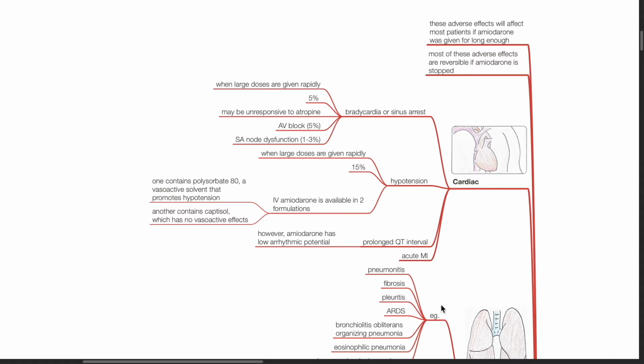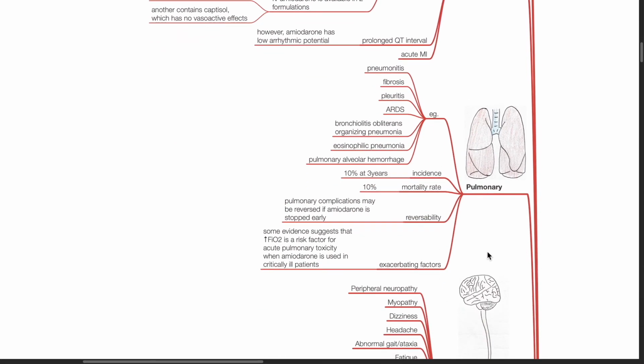IV amiodarone is available in 2 formulations. Conventional amiodarone contains polysorbate 80, which is a vasoactive solvent that promotes hypotension, while Nexterone contains Captisol, which has no vasoactive effects. Prolonged QT interval may occur. However, amiodarone has low arrhythmic potential. Acute MI may occur.